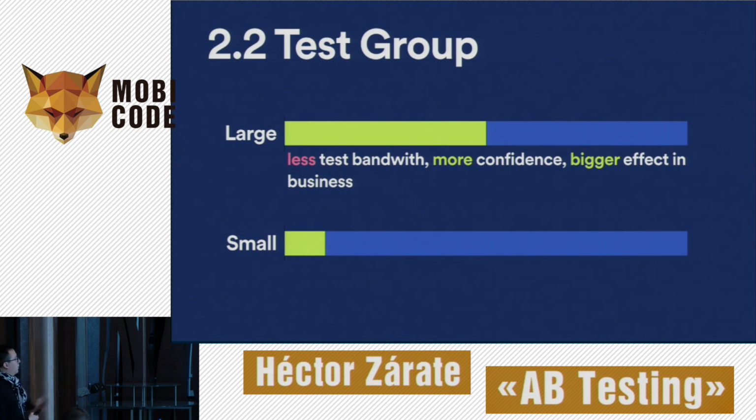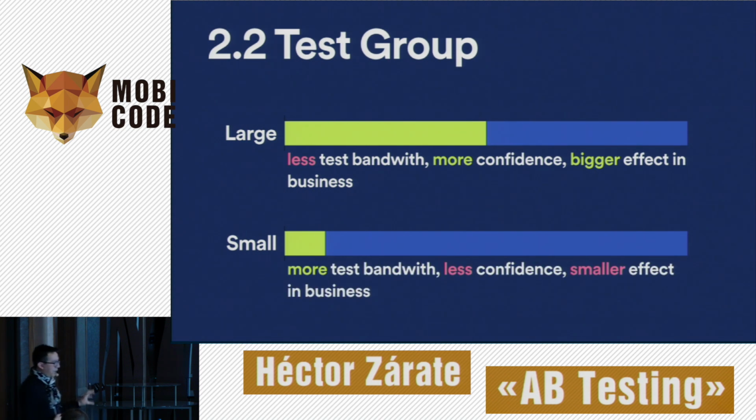And also, this is very important, if you have a very large test group, you have a larger impact on business. So if you're doing something risky, I don't know, like changing your homepage or a change that you think is risky, well, maybe if there is lots of risk, maybe you shouldn't go for a large test group because you have a large impact on business. If you go for a small test group, then you have more space to carry out different tests at the same time. You have less confidence in the results, and you have a smaller effect on business.